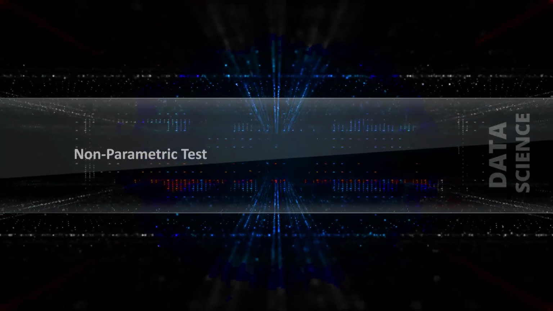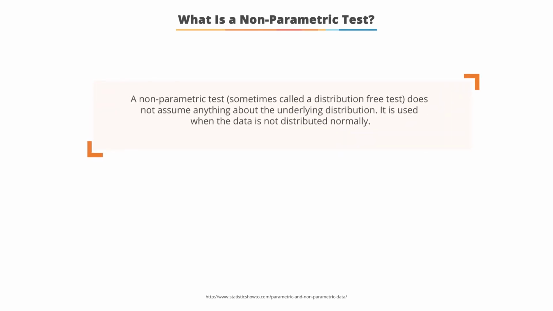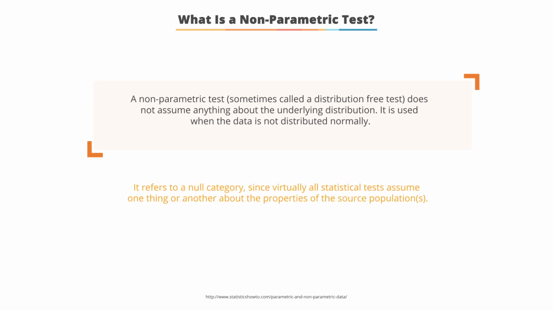Non-parametric test. So what is a non-parametric test? Well, it's a test that does not assume anything about the underlying distribution. So instead of that standard bell curve that we assume with a parametric test, it's used when the data is not distributed normally, or we assume it's not distributed normally. So it can refer to a null category, since almost all statistical tests assume one thing or another about the properties of the source population.